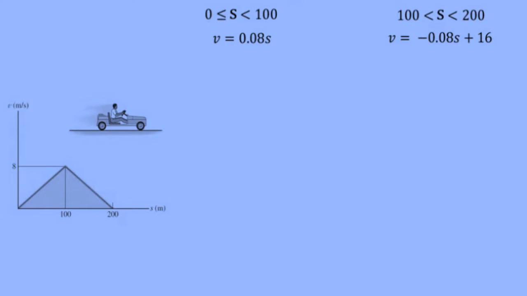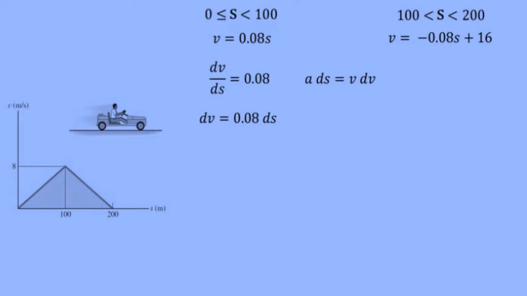For equations asking for acceleration from a velocity versus position graph, the only thing you need to remember is that a ds equals v dv. We will focus on the first segment. First step is to take the derivative of the velocity equation. So dv over ds equals 0.08. Now we need to manipulate this to write it as dv equals 0.08 ds. That is the trick to these types of problems.